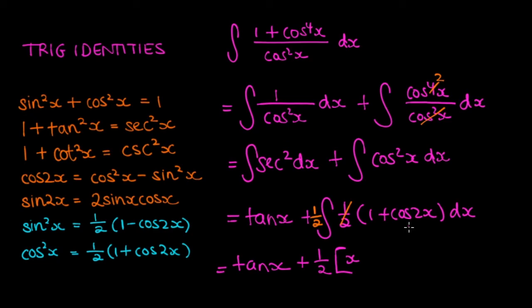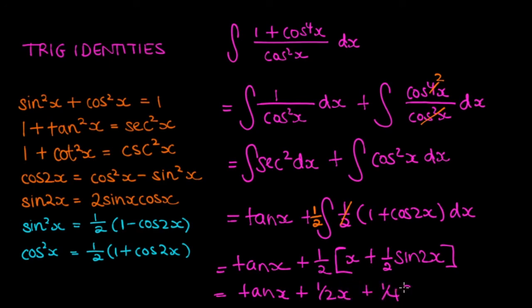The integral of cosine x is sine x, but because we have the integral of cosine 2x, we have to divide by the inner derivative. So we're dividing by 2, and we get a half sine 2x. So our final answer is tan x plus a half x plus a quarter sine 2x plus c.